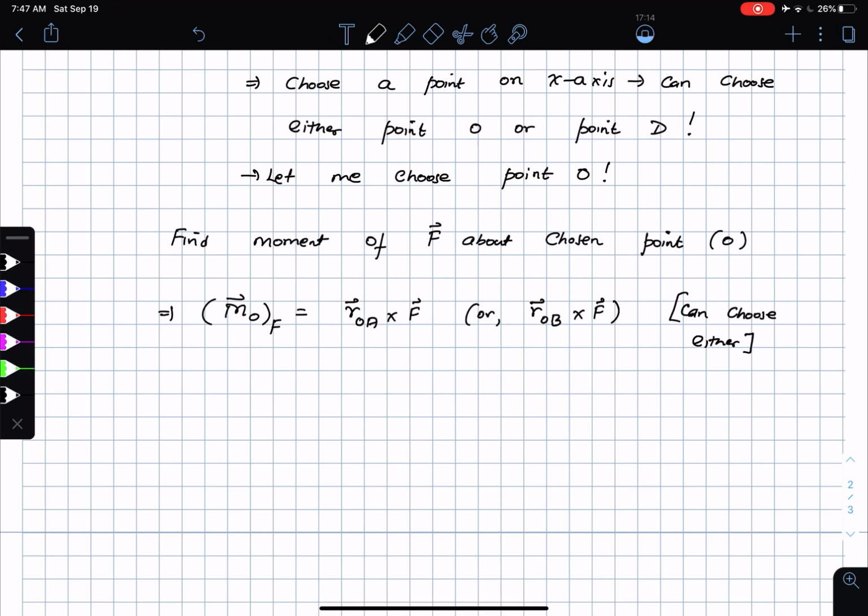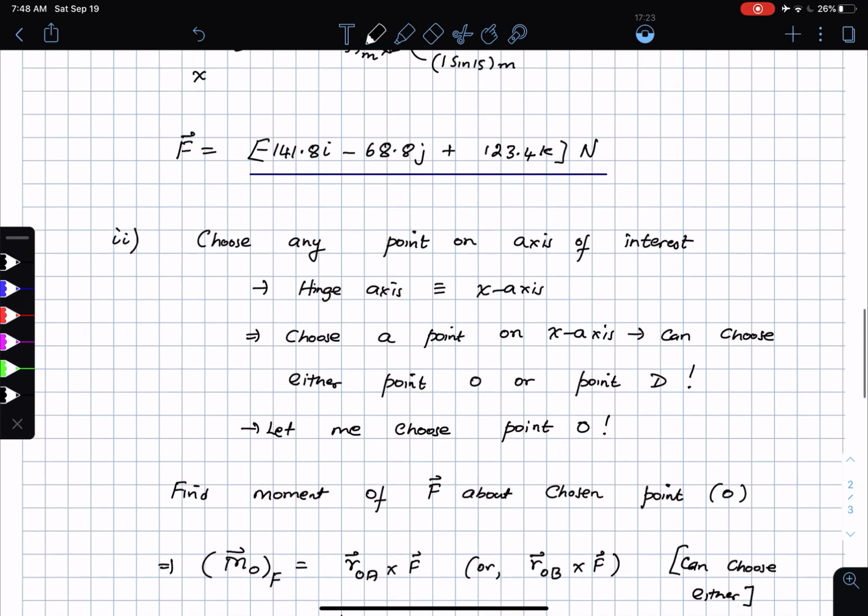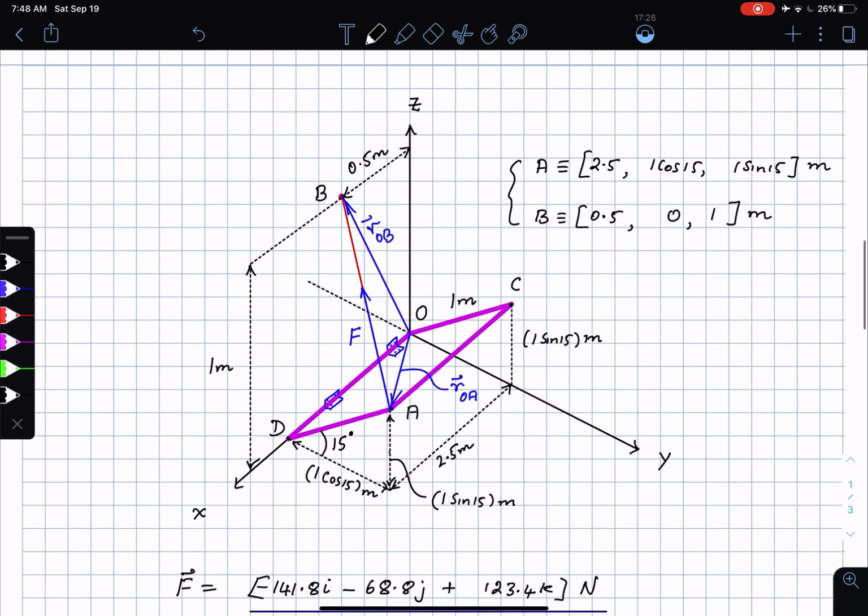Okay, so let me choose ROA cross F. This is going to be the following determinant. This is I, this is J, and then this is K. Then ROA, how do I write ROA? That is fairly straightforward because I have the coordinates of point A minus the coordinates of point O.